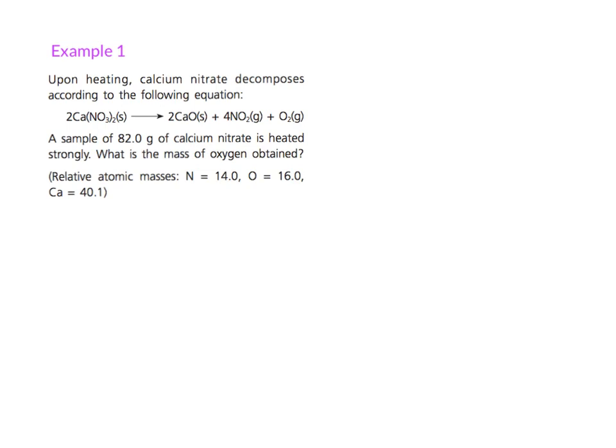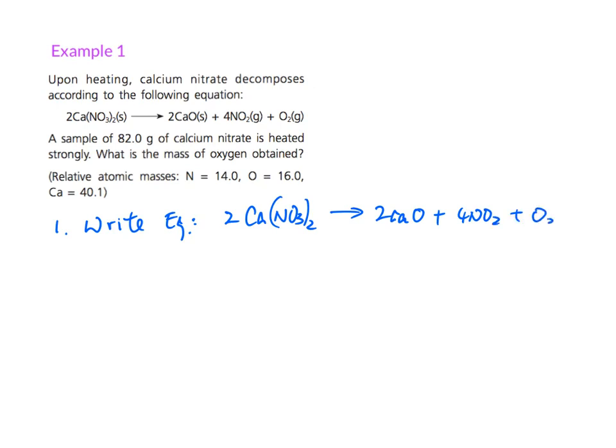Step 1 is to write the equation. The equation has been written here, but I just want to show you the whole process, so I'll write it one more time. We have calcium nitrate becoming calcium oxide, nitrogen dioxide, and oxygen. Normally you have to write the equation on your own, but this one is given, so it's not a big problem.